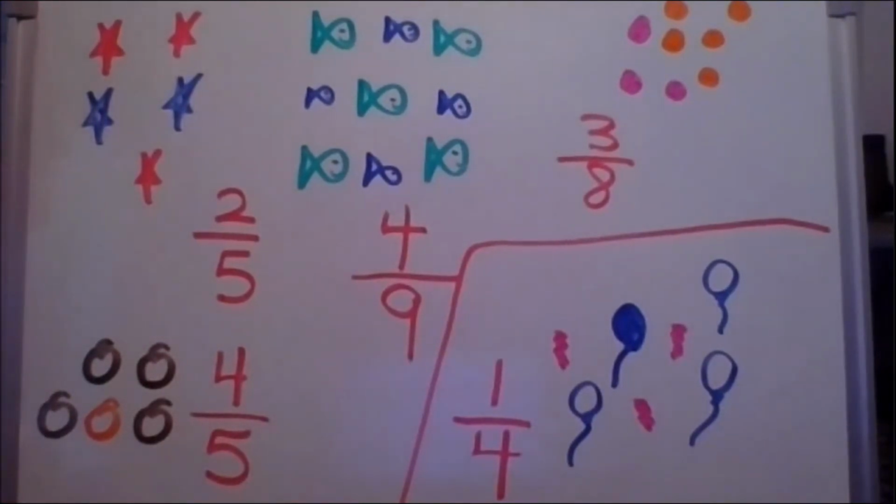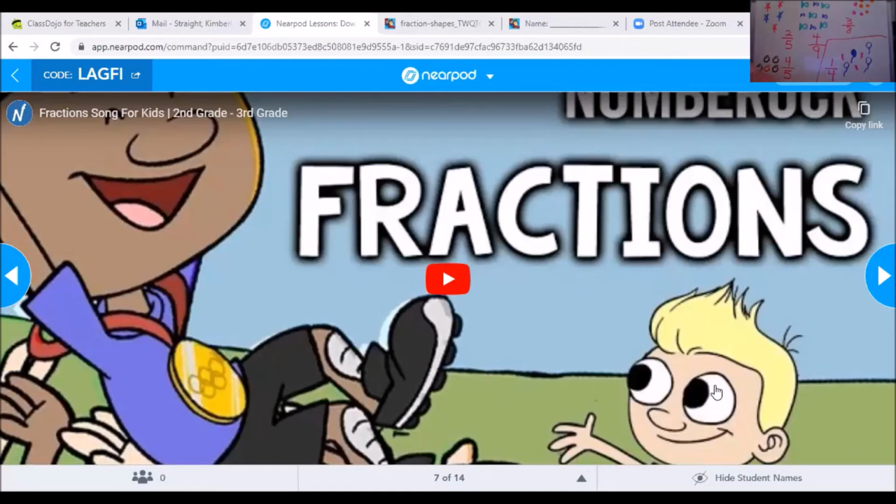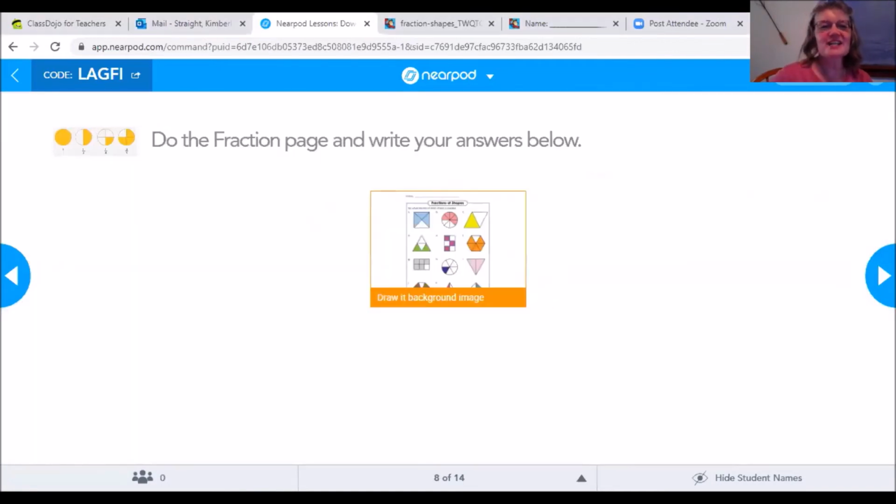Now let's go back to the Nearpod. Here we go. Yes, and we have the Number Rock song. And the reason I switched to whiteboards is I wanted to talk about fractions before you went on to the next question. So the same thing here, you are going to write the fraction beside the picture.